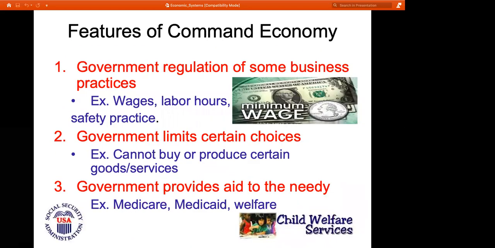And features of command economy: government regulation of some businesses and practices. For example, wages: the government will fix what wage rate is to be paid for what kind of job, how many labor hours are to be maintained, and safe practices. And government limits certain choices. Some people cannot buy certain things, say arms and ammunition.